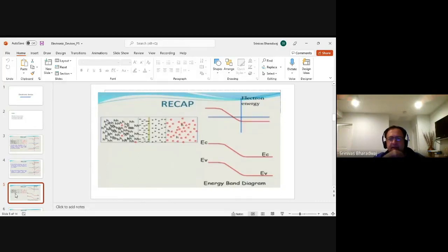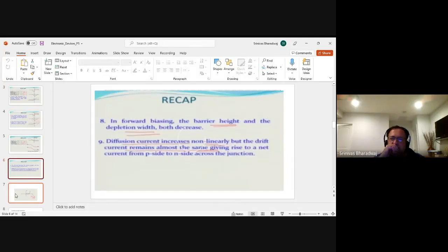Now, this is roughly the electron energy band diagram, EC and EV. In forward biasing, the depletion width decreases, and the barrier height decreases. Barrier height is a measure of the voltage. When they talk of depletion, they mean distance. When they talk of barrier, they mean voltage. So the diffusion current increases non-linearly, but the drift current remains the same always.